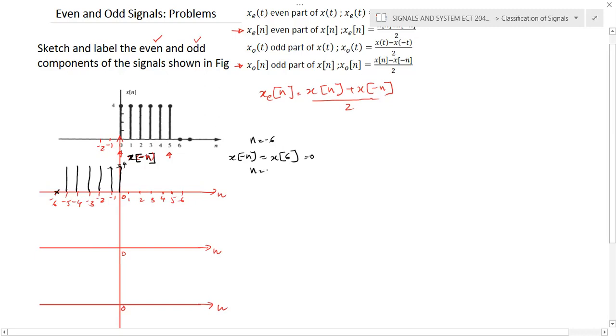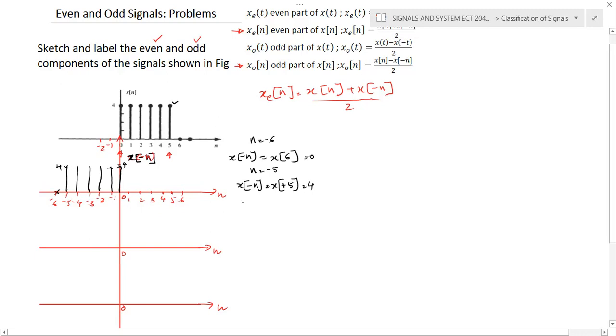And you need to check what will be the value at n equal to minus 5. So you can substitute in this particular formula. So x of minus n, minus into minus becomes plus 5. So the value of x of 5 is 4. So you can plot 4 here. Okay, similarly you'll get all these values.